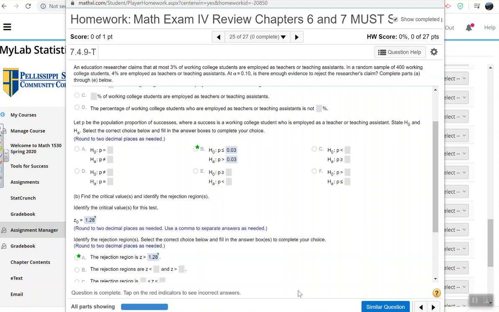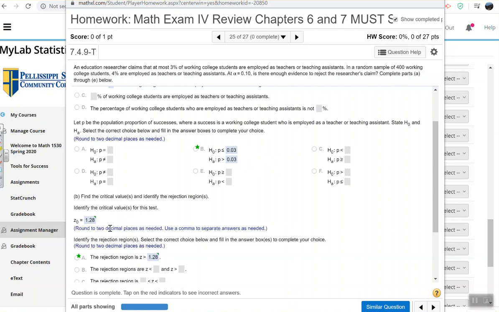This is a problem out of section 7.4, and I wanted to go over how to work through this problem, in particular, how to find the critical values. So you can see here, this is already done. We've already figured out what the null and the alternative hypothesis are, and we're asked to find the critical value.